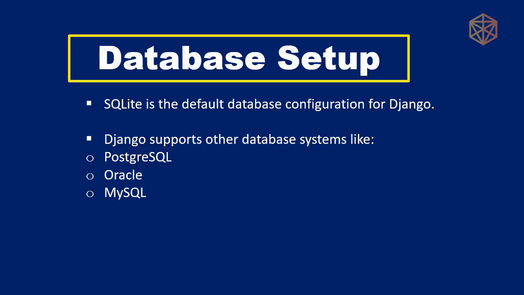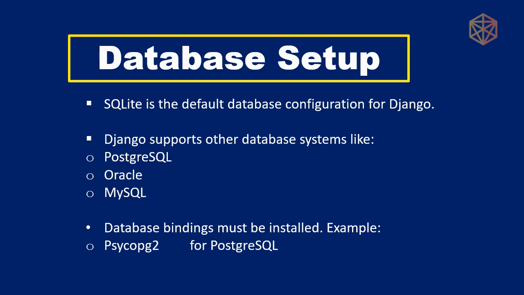Apart from installing the backend, you also have to install the database bindings. The bindings are what enables you to connect your Django app to the database. For example, if you're going to be using PostgreSQL, the binding you need to use is called psycopg. If you're using MySQL, you can use mysqlclient as a binding. So these are just options if you decide you don't want to use the default SQLite database.